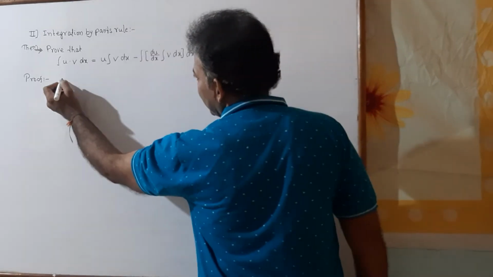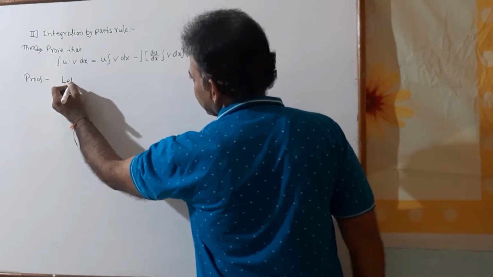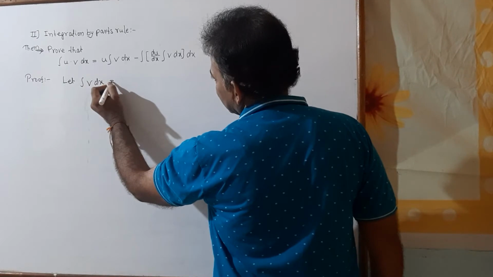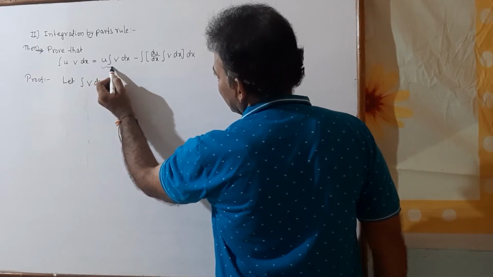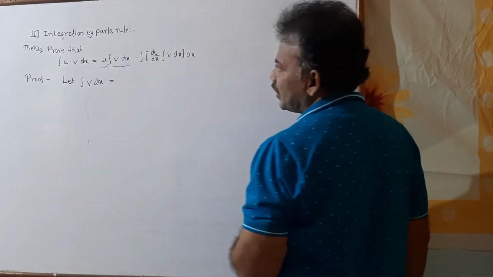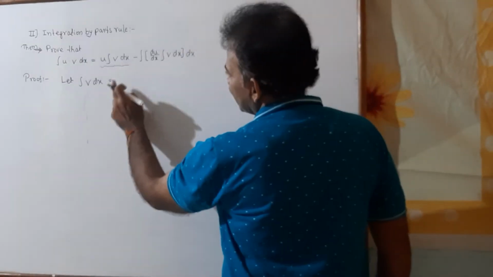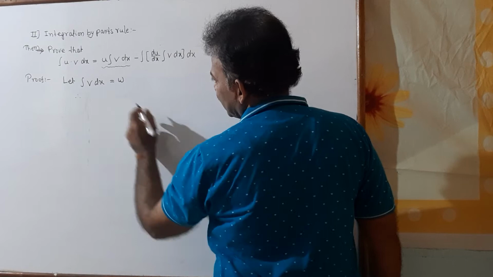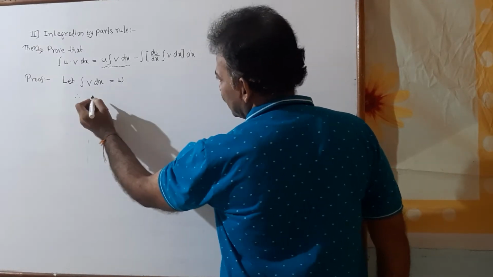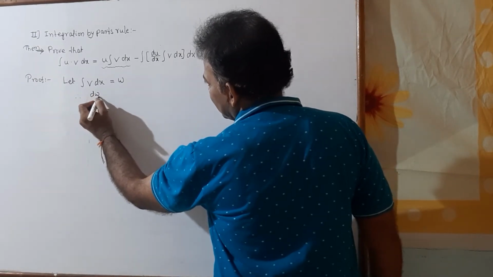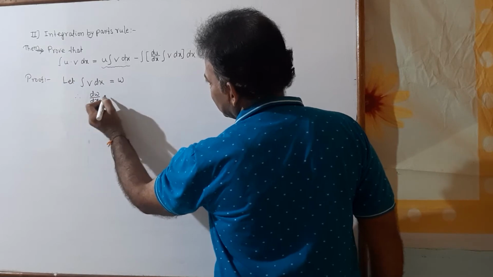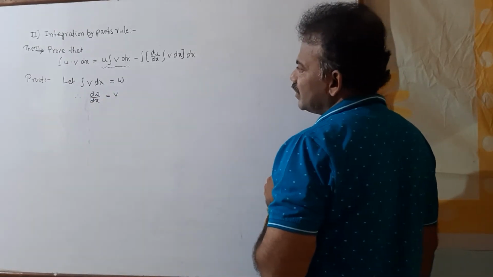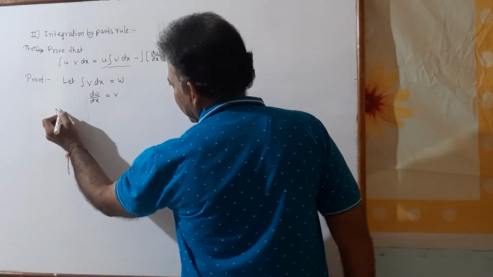So first step, we let here integral v dx. Note or concentrate on the first term. From this we can prove this formula. So let integral v dx equal to w. We know the definition of integration. If integration of v is w, then the derivative of w with respect to x is nothing but v. This is the first step.